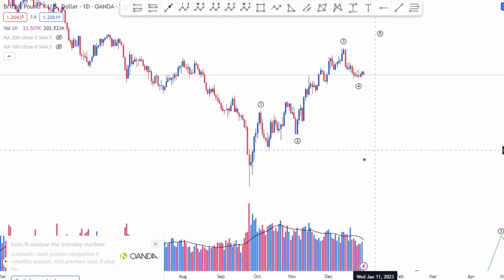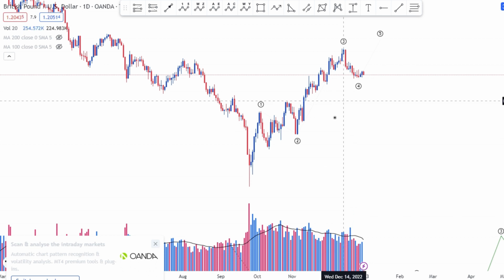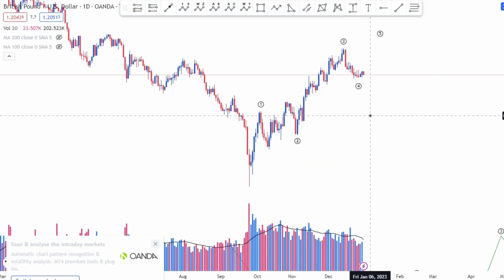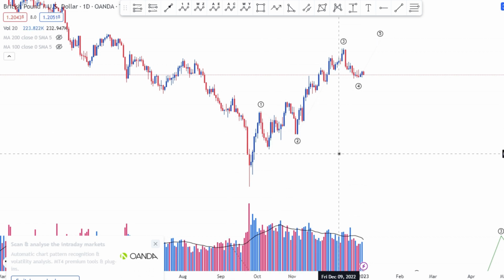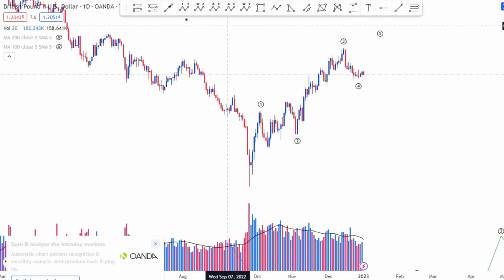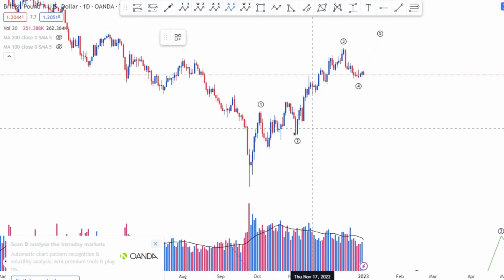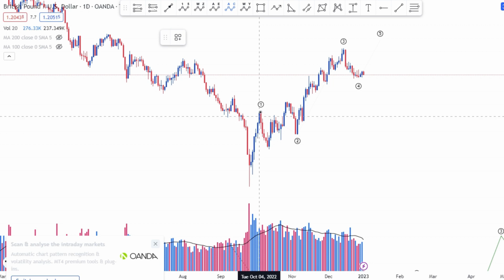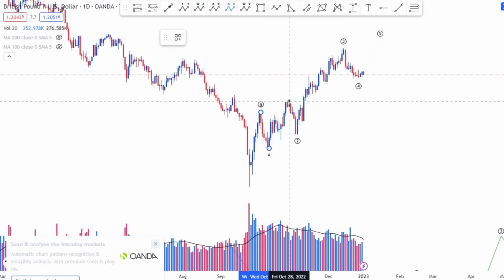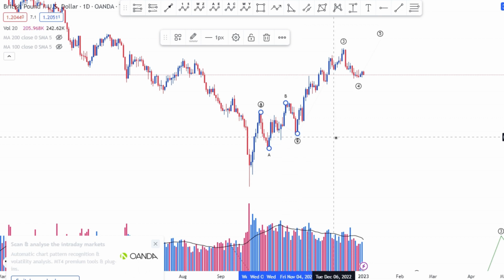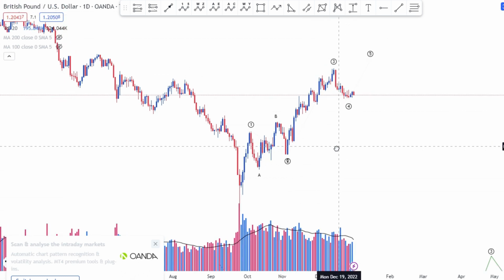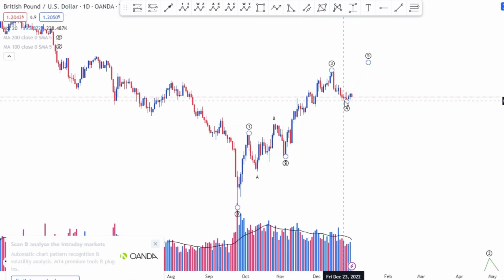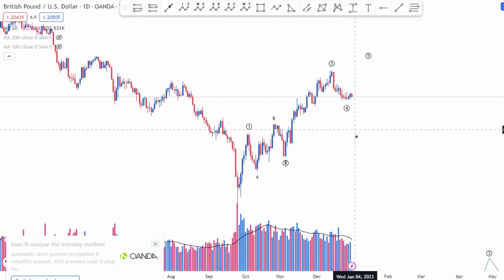Okay, characteristics of wave 2 and wave 4. We said we are talking about alternations, and we have this as wave A, B, and then finally we have wave C right here. Then we have wave 3, which is the longest wave. Then we have wave 4. Wave 4 is the simple correction.